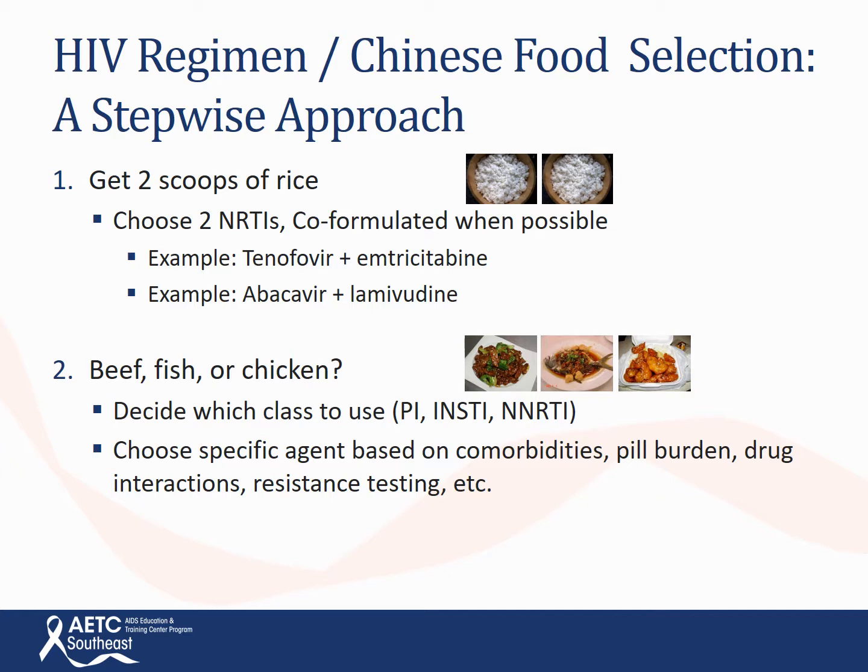We decide which antiretroviral class to use, protease inhibitor, integrase inhibitor, or non-nuke. And how we make that decision is based on what we've covered previously: comorbidities, pill burden, drug interactions, and resistance testing. So ultimately, antiretroviral selection is guided by the regimen's efficacy, genetic barrier to resistance, adverse effects profile, convenience, the patient's comorbidities, concomitant medications, and the potential for drug-drug interactions.